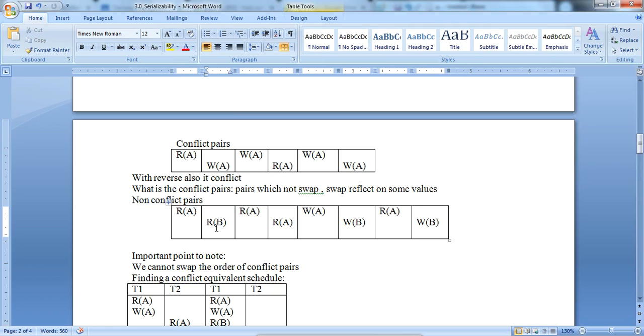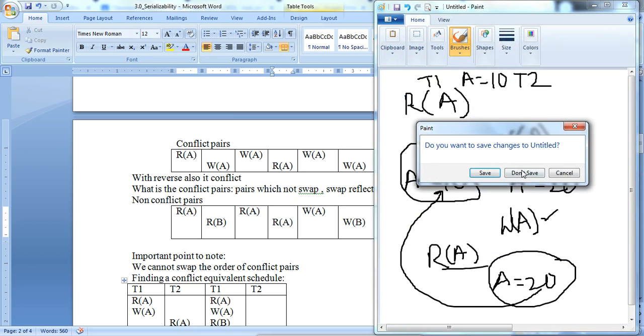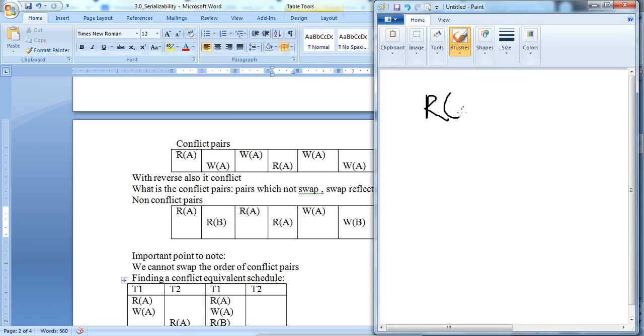Read A, read B. Again, the data is different, right? Data is different here: read A, read B. Then read A, read A. No problem with read A if we swap it, right? If read A by T1 and then read A by T2, if we swap it, there is no reflection on the process.